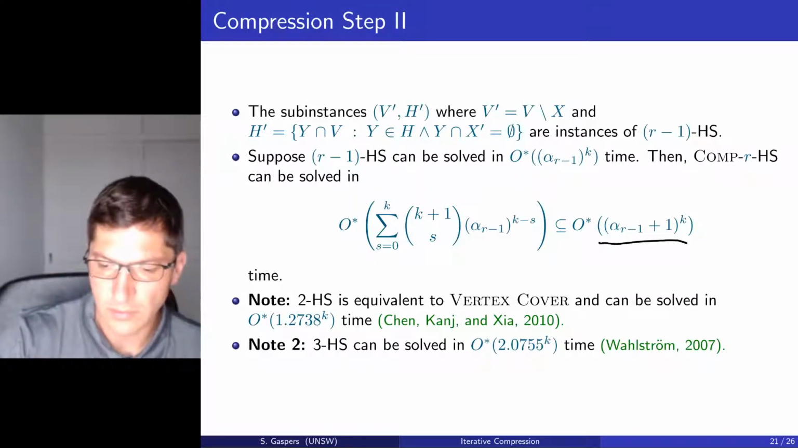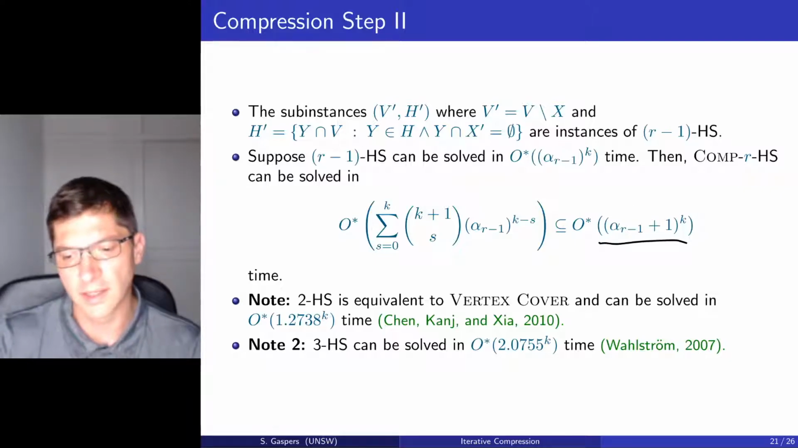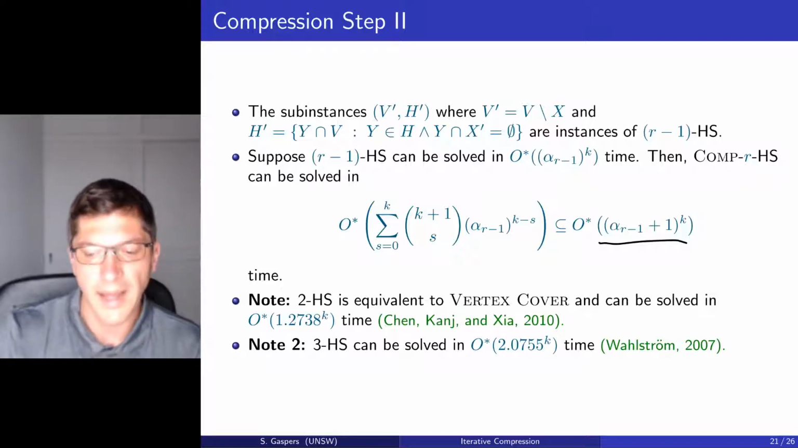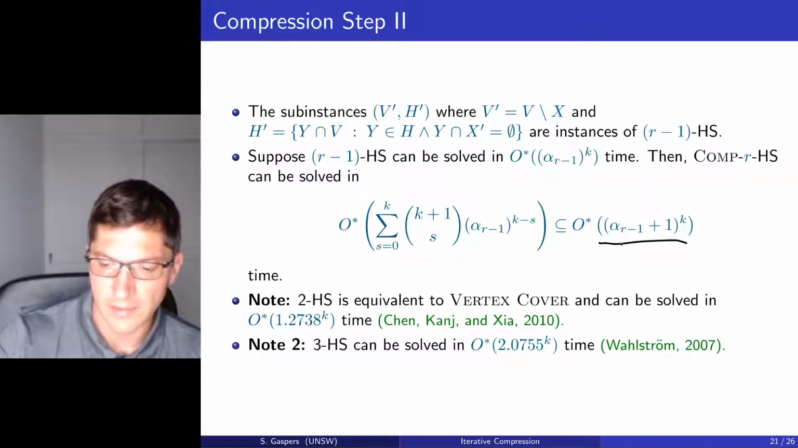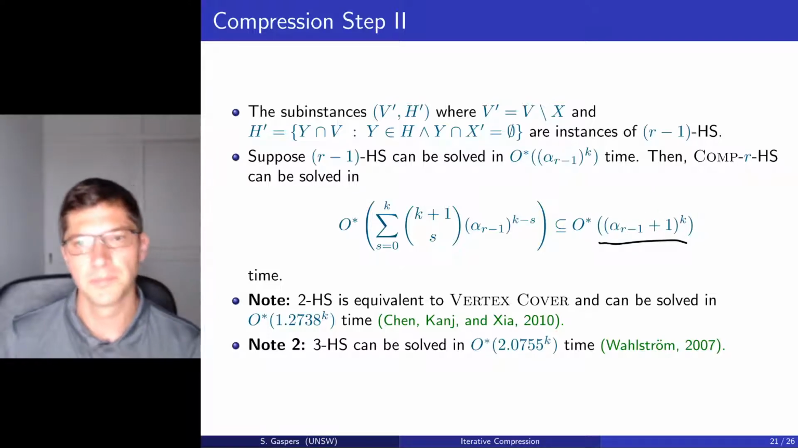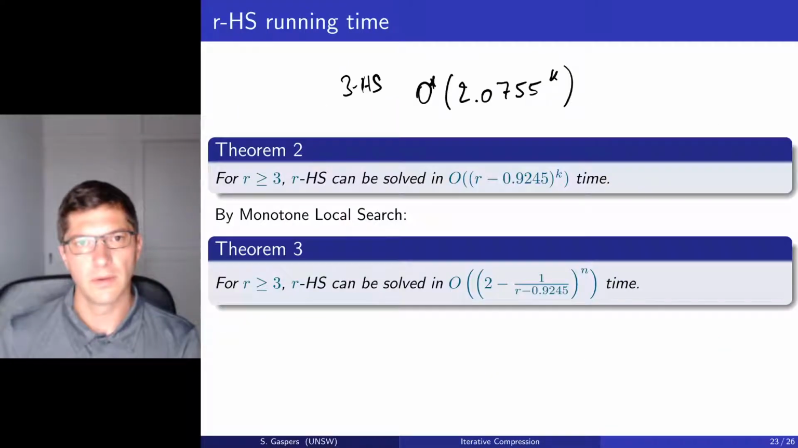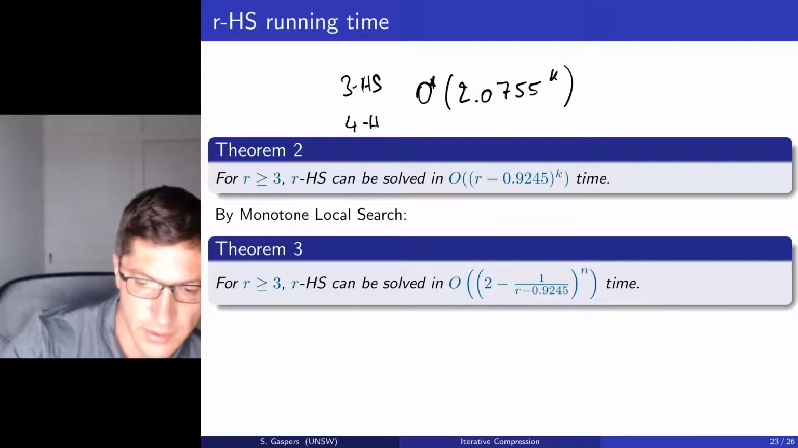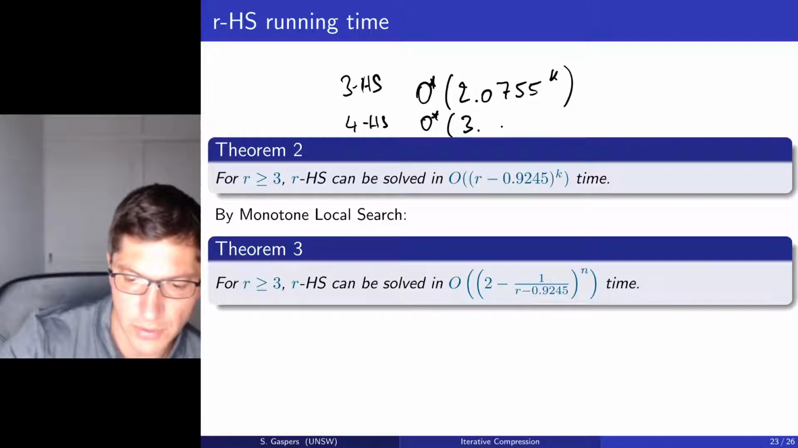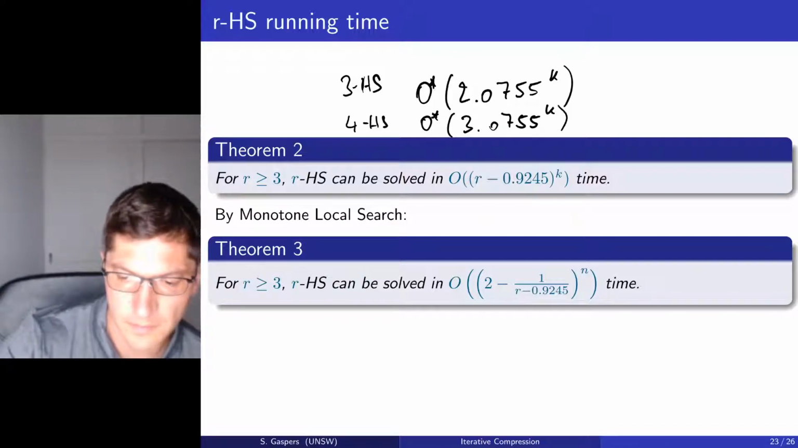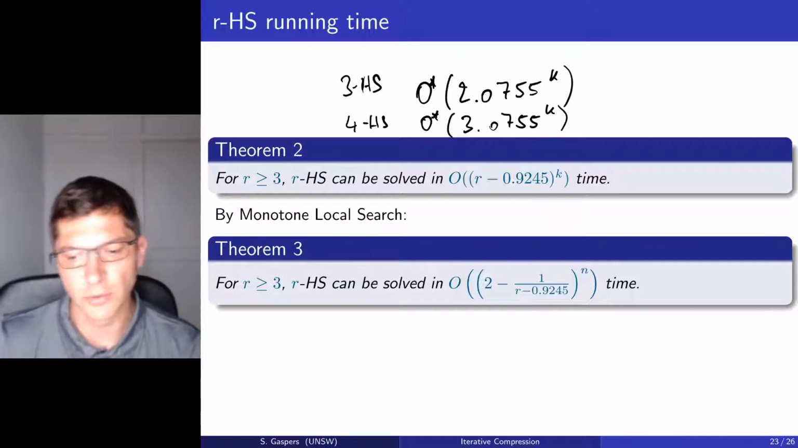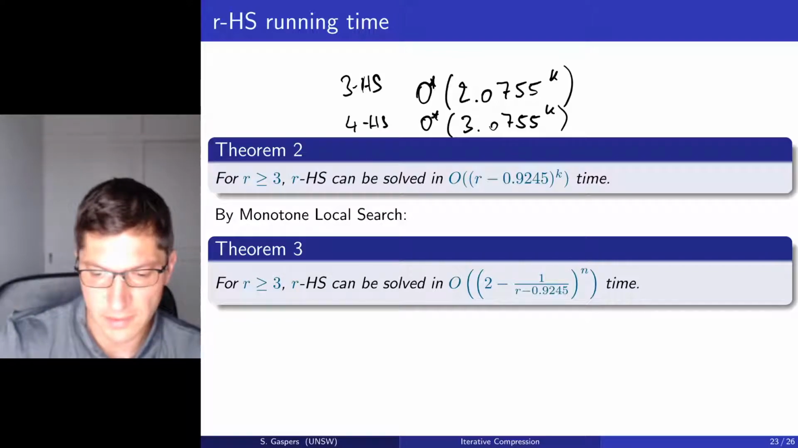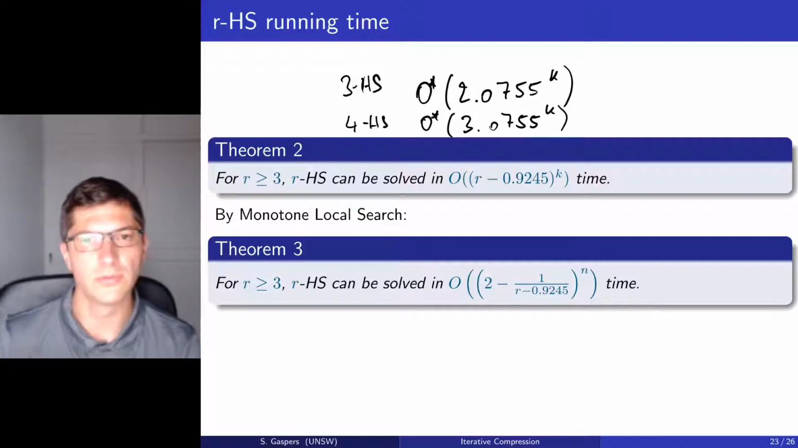Here we saw that if we can solve r-1 hitting set in time alpha_{r-1} to the power k, then this compression problem, and also r-hitting set, can be solved in the same time, but we add one more to the base of this running time. So an algorithm for 3-hitting set in time 2.0755 to the power k leads to an algorithm for 4-hitting set of 3.0755 to the power k. And for 5-hitting set, we get a running time of 4.0755 to the power k, and so on. We can summarize this by theorem 2, where we take this number here and subtract 0.9245.